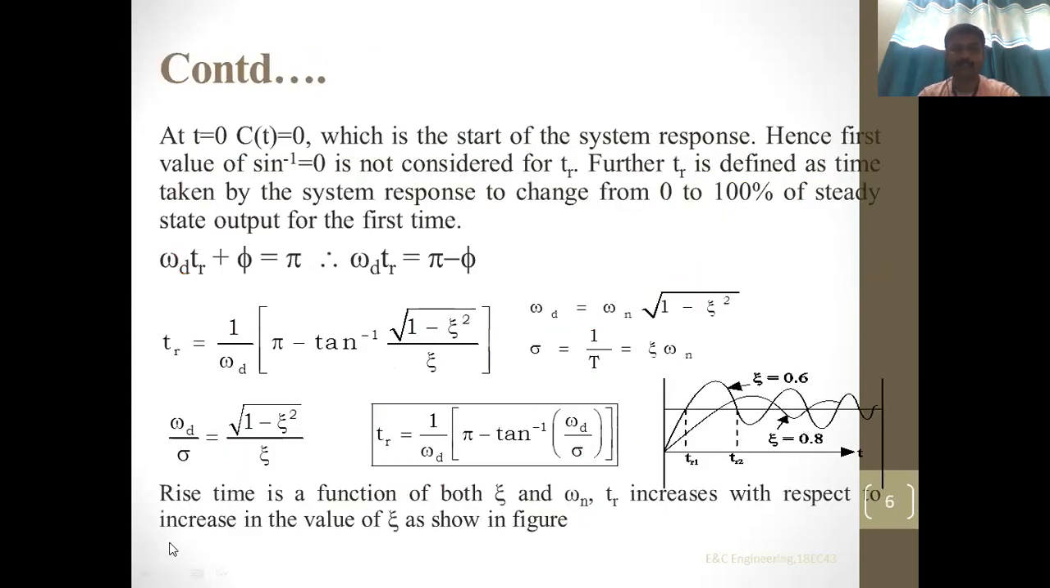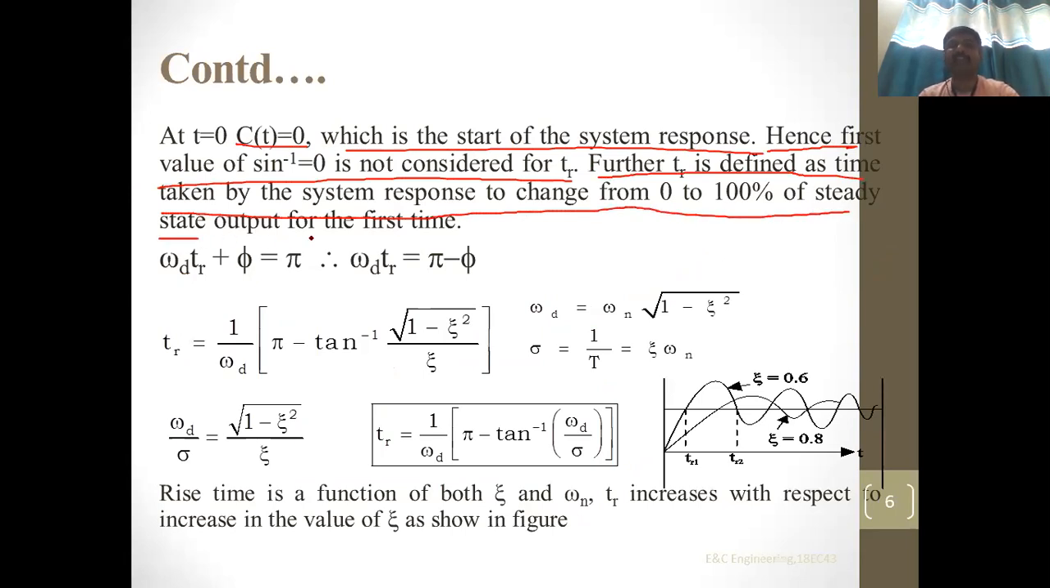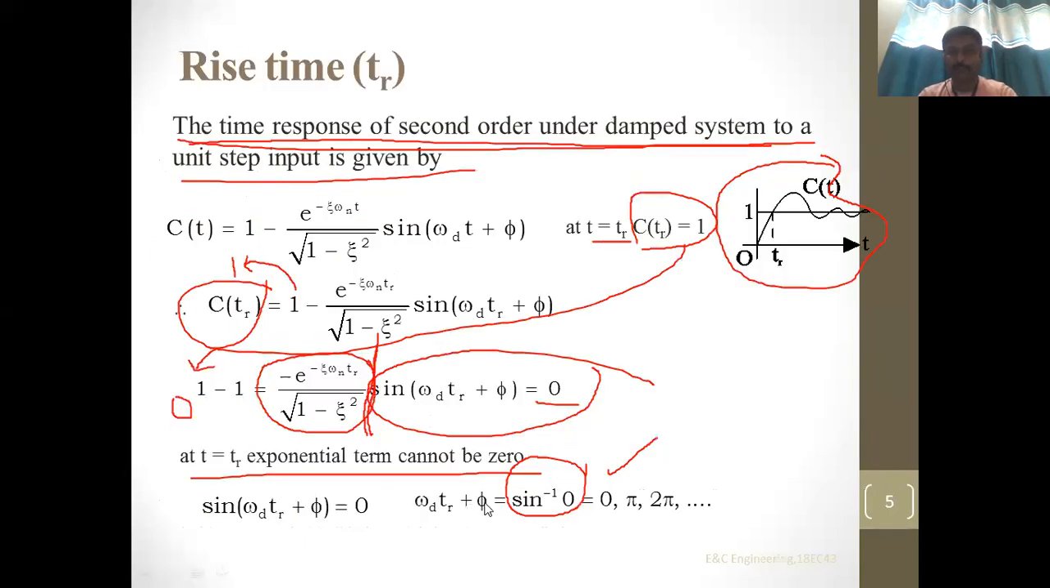Next step, at t is equal to 0, c of t is equal to 0, which is the start of the system response. That is the initial thing. Hence, the first value, sine 0, is not considered for tr, because the response needs to rise from 0 to 100%. Hence, tr is defined as the time taken by the system response to change from 0 to 100% of the steady state output for the first time. Thereby, omega d tr plus phi, I can't take it as the first value. I need to go for pi.